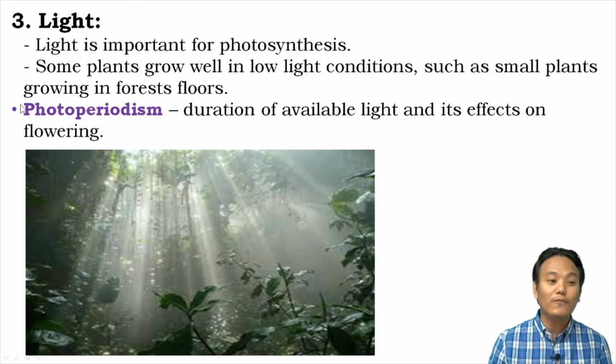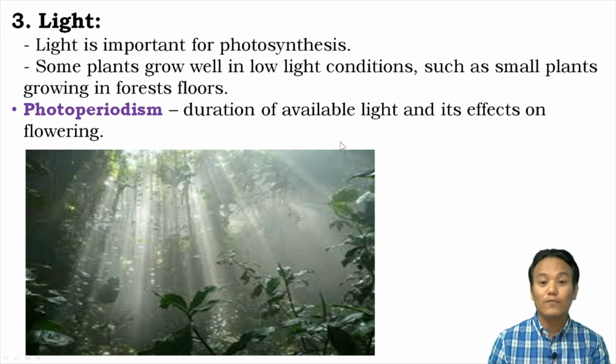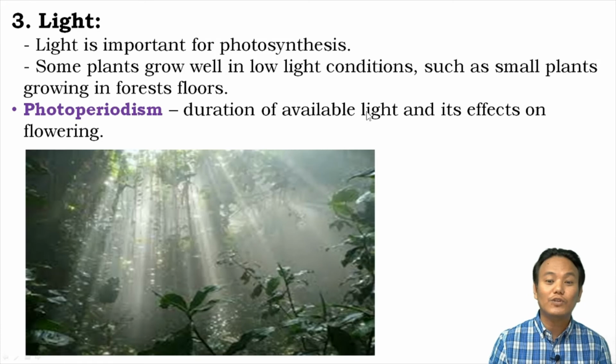Apart from that, the effect of light on plants includes photoperiodism. What does photoperiodism mean? It means the duration of available light and its effects on the flowering of the plants. So how does a plant know when to flower? The plant takes cues from the duration of available light. To flower or not to flower, it takes cues from the duration of available light during day and night. That is called photoperiodism.